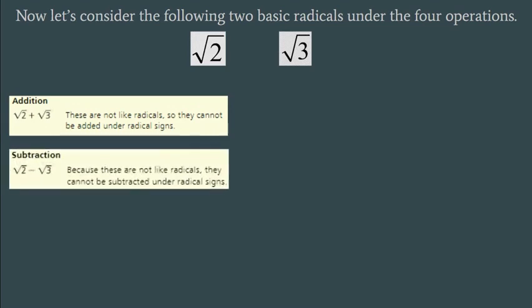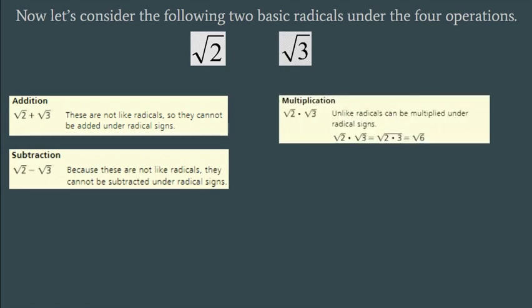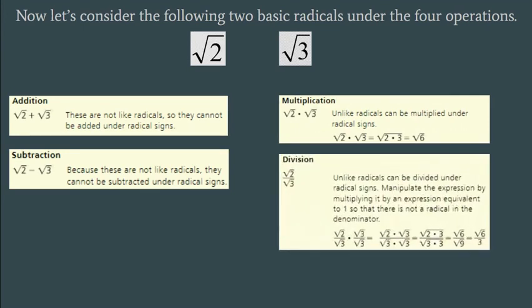If you were to try to subtract the square root of 2 and the square root of 3, you cannot do it because, again, they're not like radicals. But with multiplication and division, it's a little bit different. If you were asked to multiply the root 2 by root 3, you can actually do that because you can put them underneath the same radical, and that would be 2 times 3, and you would get the value of 6. With division, you can divide them by a process called rationalizing the denominator. Now, we're not going to get that far in this lesson.